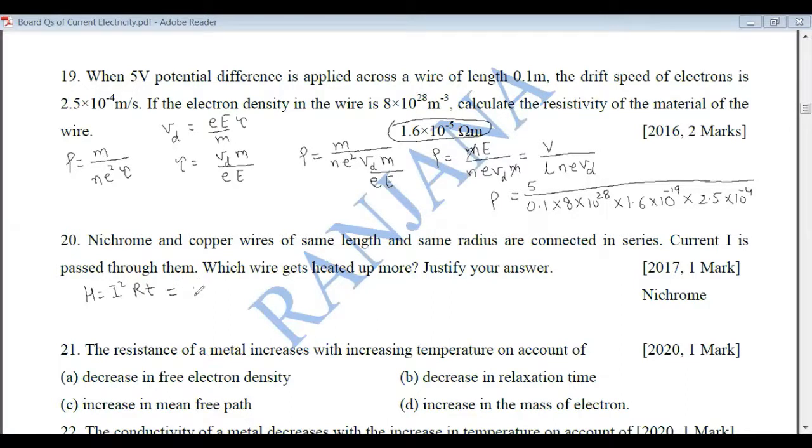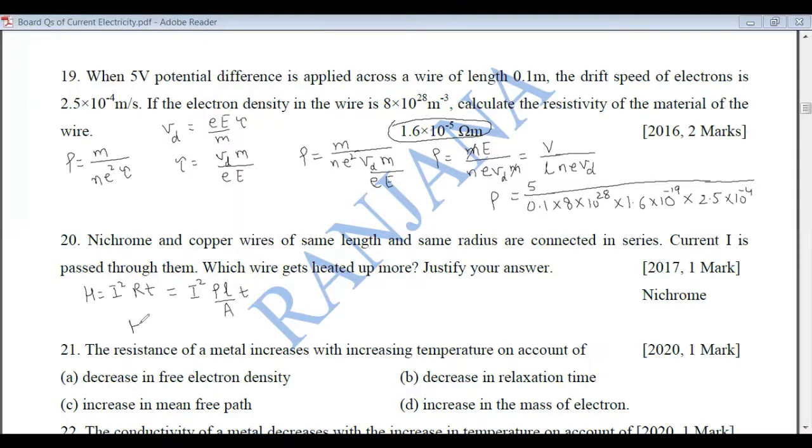Now the resistance in terms of resistivity can be written as R is equal to rho L upon A. In the question it is given that both the wires are connected in series, so I is same. Both the wires are of same length, L is same. And also the cross-sectional area is same, because their radius is equal, and the current is passed for the same time.